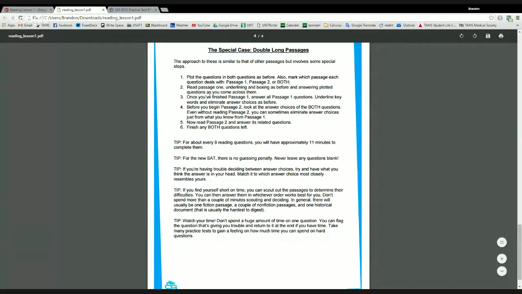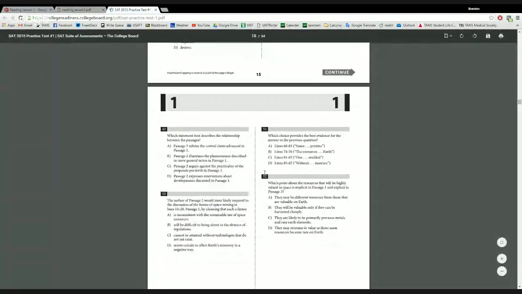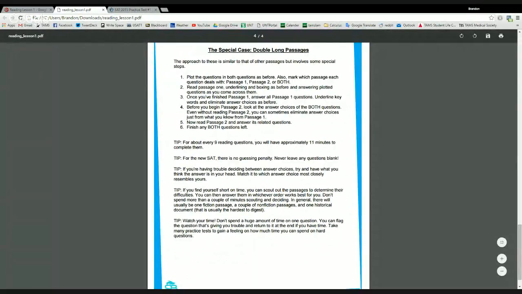So once you finish passage 1, answer all passage 1 questions, like we just said, and underline keywords and eliminate answer choices. Now before you go to passage 2, you can go ahead and go to the both questions and see, based on what you know of passage 1, what is incorrect and what's correct. And you should be able to mark a few answer choices out. Now you should read passage 2 and answer all related questions to passage 2 and leave the both questions for last.